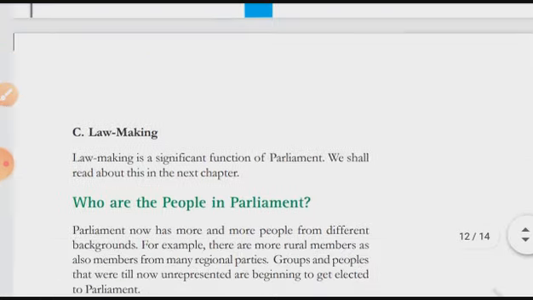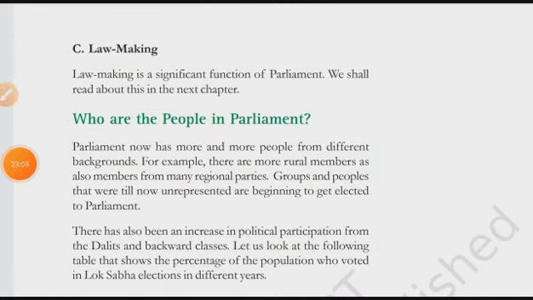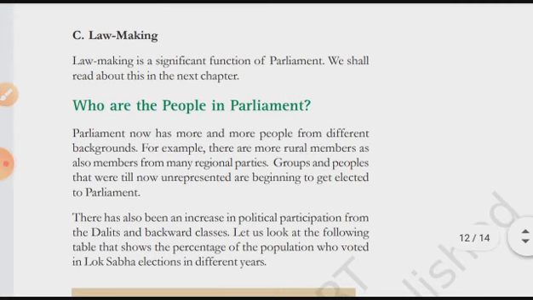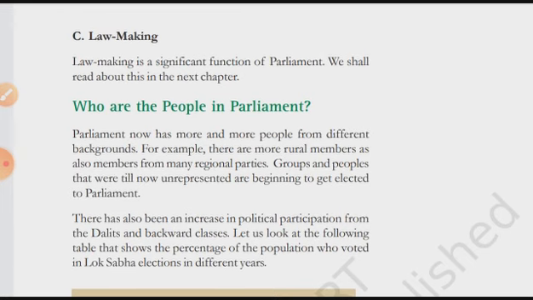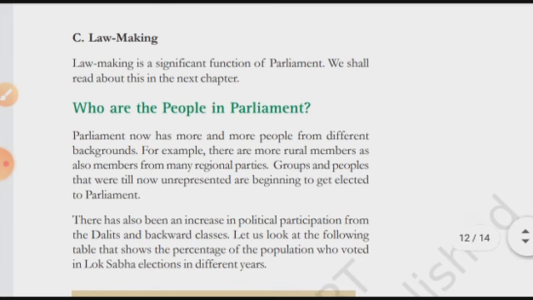Then the third point they have given is lawmaking. Lawmaking is a significant function of the parliament. We shall read about this in the next chapter. In the next chapter we will come to know how laws are made by the parliament. We will discuss more in the next chapter, because that chapter is related to laws.